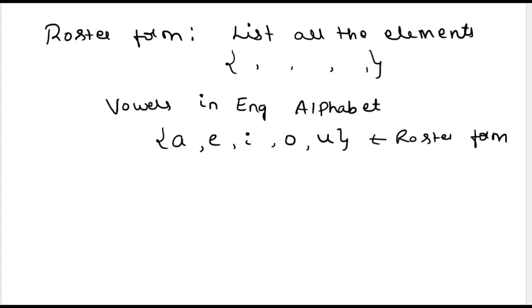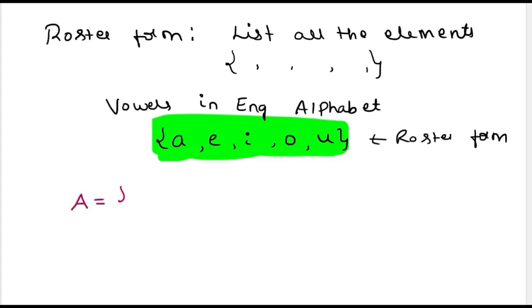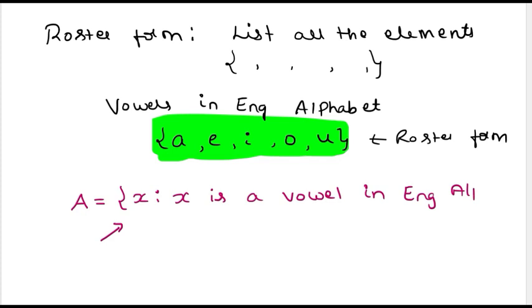How to write set builder form? The set will be given in roster form, that means all the elements are separated by commas and enclosed within the bracket. You have to write it in set builder form. Set builder form means you have to write it in sentence form. That is, take set A is equal to the collection of all elements X such that X is a vowel in the English alphabet.